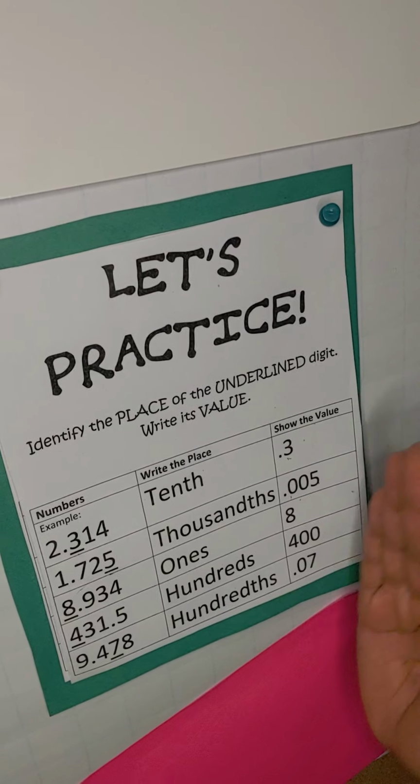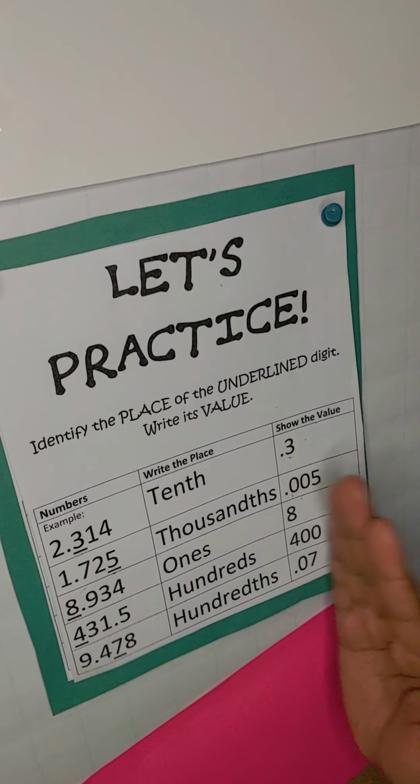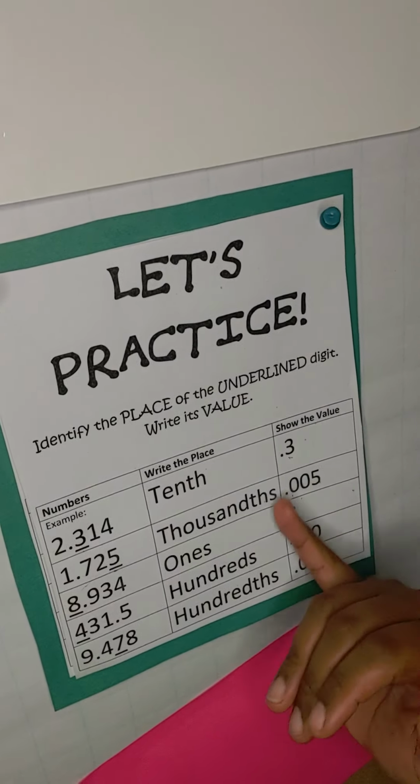Looking at 1.725, this 5 is underlined, and that's in the thousandths place. What we do is we hold our place value with zeros to make sure that 5 falls in that third slot, the thousandths place. You've got to use zeros to hold place value.